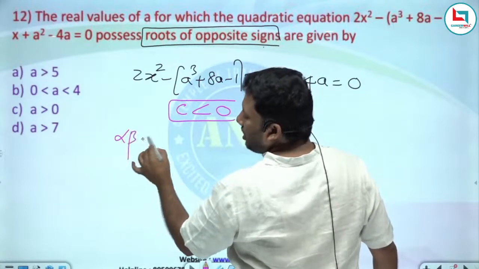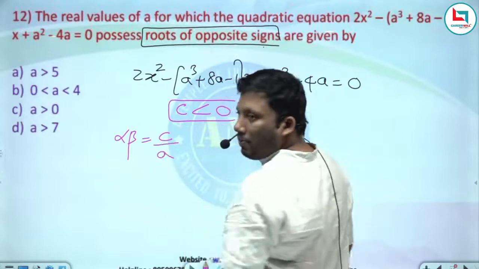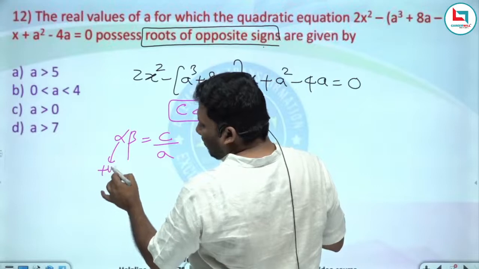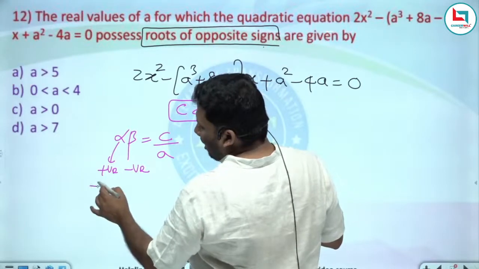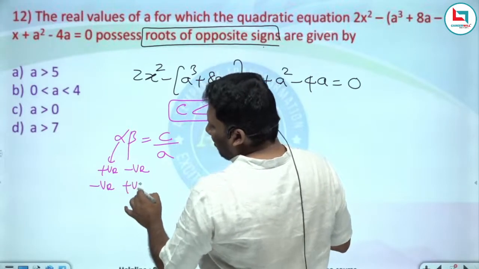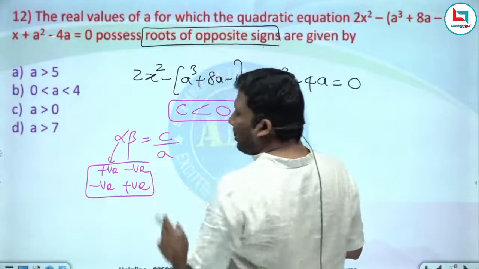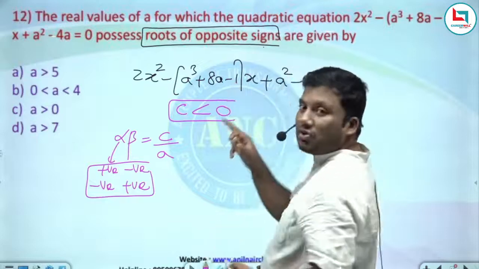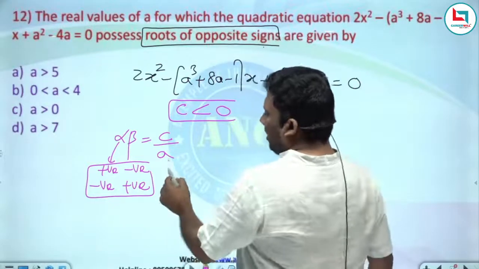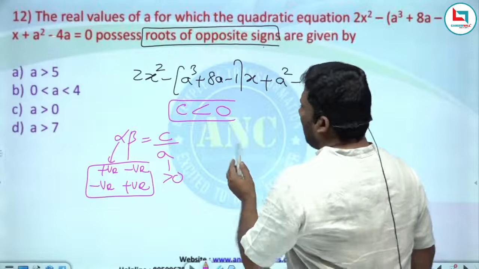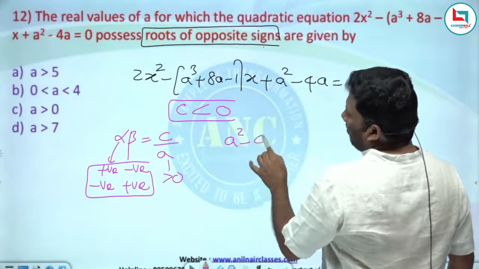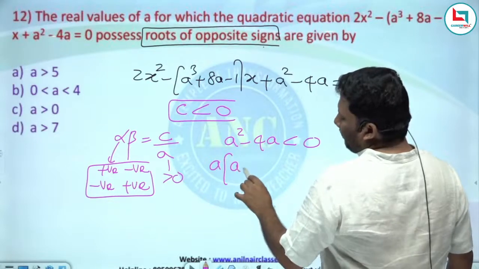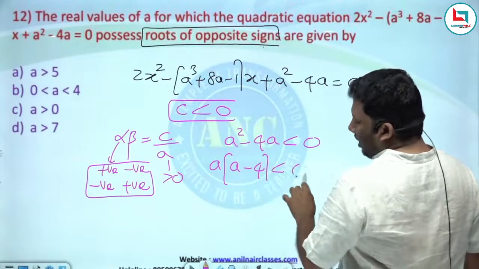Product of the roots is given by C by A. Opposite sign: if this is positive, this will be negative; if this is negative, this will be positive. Positive into negative or negative into positive gives negative. Coefficient of x square, 2, is positive. A is greater than 0, so C will be less than 0. A square minus 4a is less than 0. A into (a minus 4) less than 0.